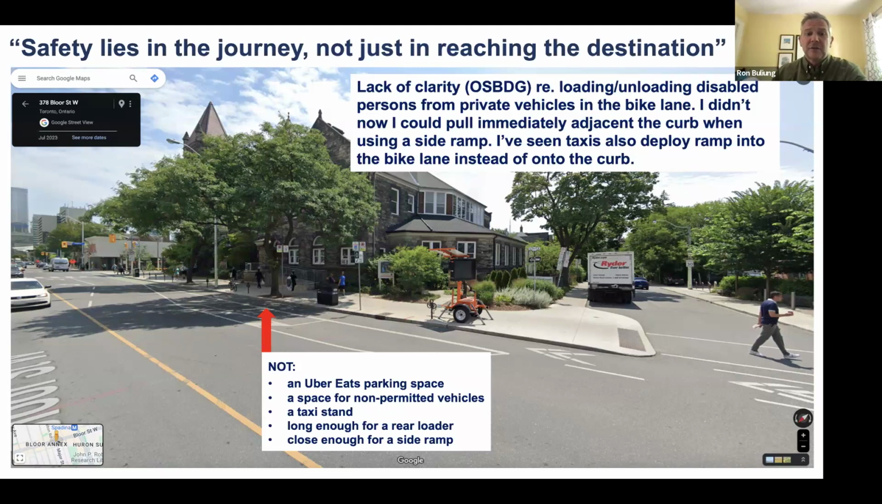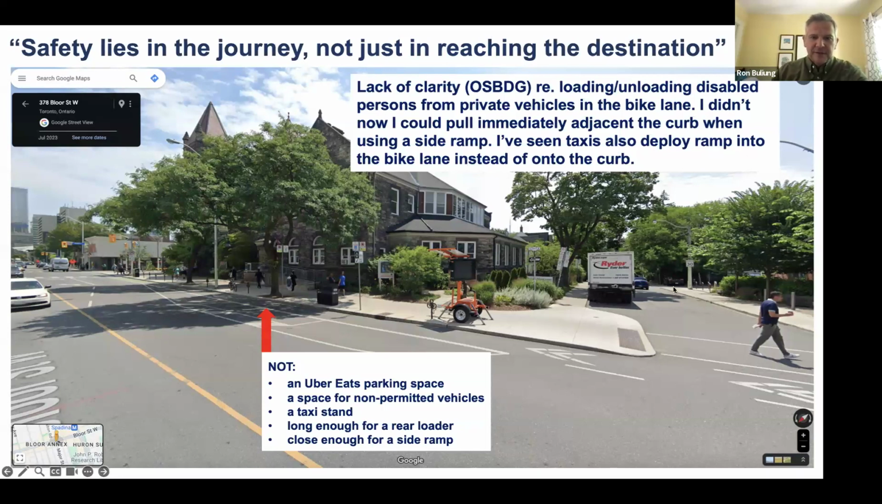In other words, in the city of Toronto, you can unload from a side loading vehicle directly to the sidewalk. The van can pull up right to the curb and deploy the ramp onto the sidewalk. Alternatively, what I've seen is taxis unloading folks directly into the bike lane, which is troubling, right? If I'm unloaded into the bike lane, I have to come all the way back to the curb cut to enter the pedestrian clearway.